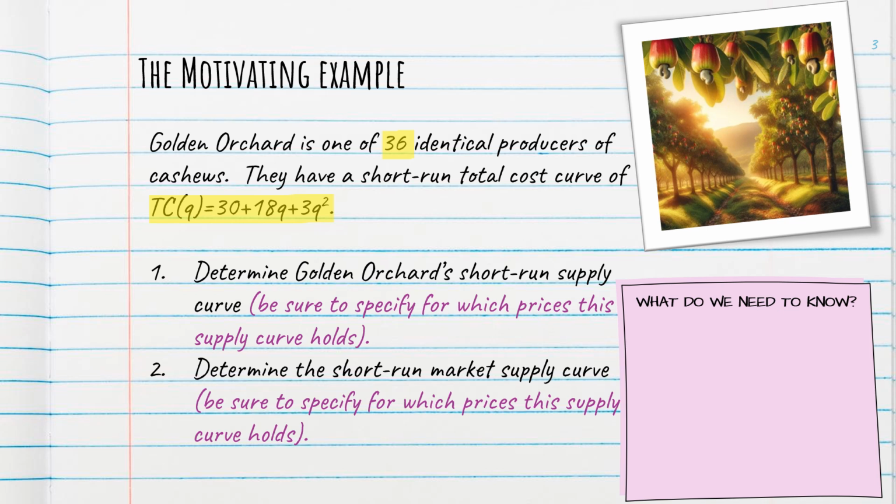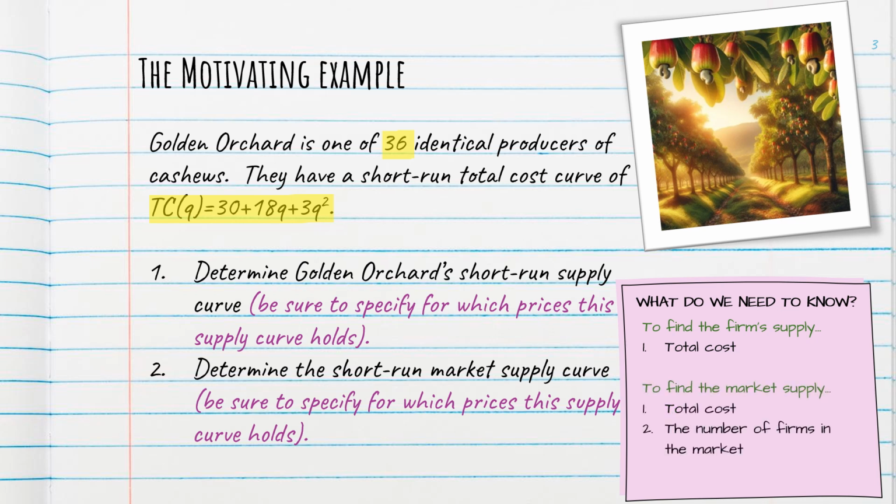So what do we need to know to answer this question? Well, to find the firm's supply curve, we just need their total cost function. To find the market supply curve, we need the total cost function, and we also need to know the number of firms in the market.